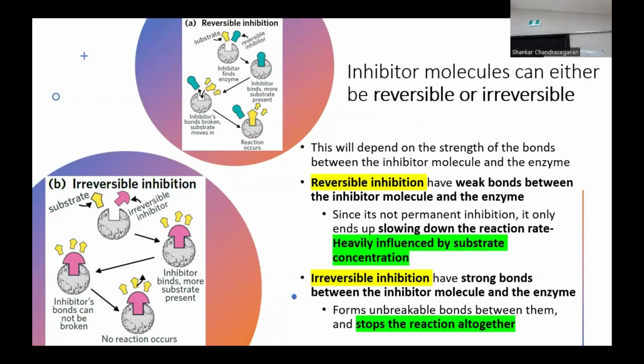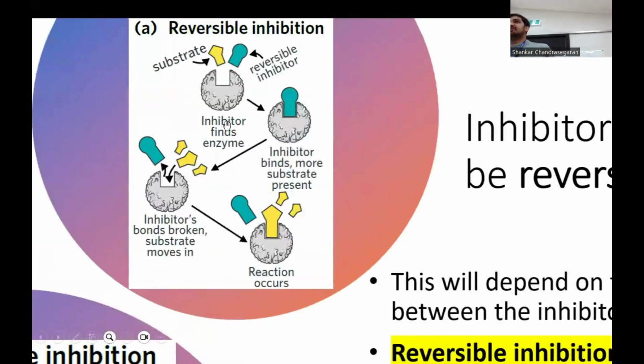But if there's irreversible inhibition where the bonds formed between the inhibitor are so strong, then it's essentially never coming off no matter what. So whether that inhibition is broken or not depends highly on the bond strength and also the substrate concentration. If there's a high substrate concentration and the bonds are weak, then it has a high chance of being reversed, right? You can see here what happens, right?